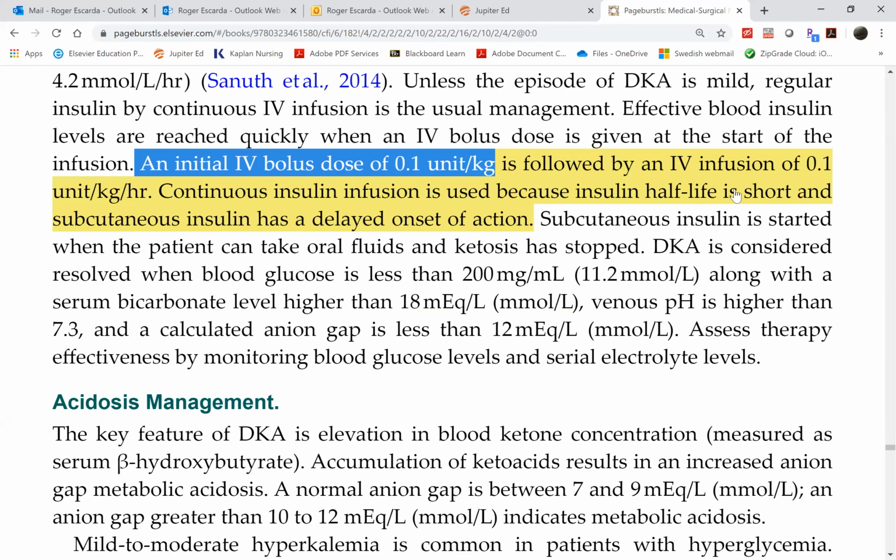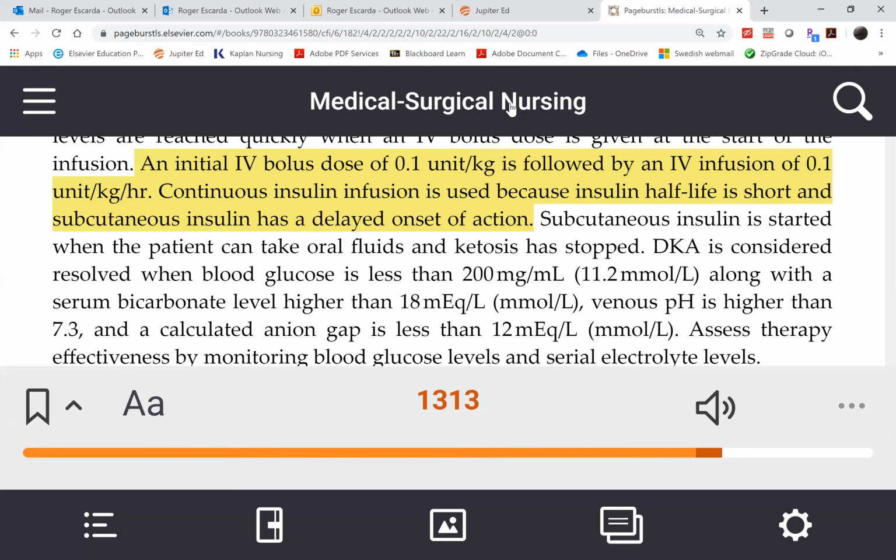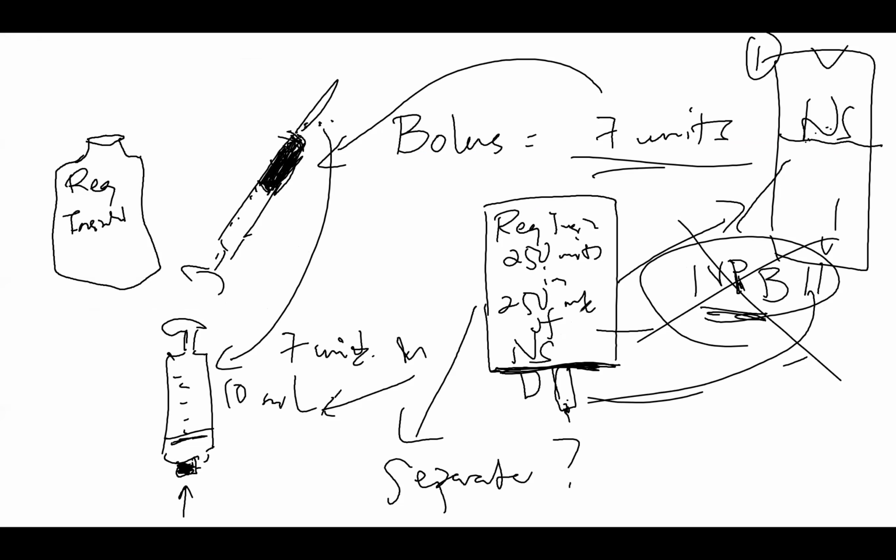Now a question. If the order is 0.1 units per kilogram per hour, how many mLs per hour will you run? I'm the same patient, 70 kilograms, and the order is 0.1 units per kilogram per hour. How many mLs per hour? And this is your bag right here, 250 and 250.